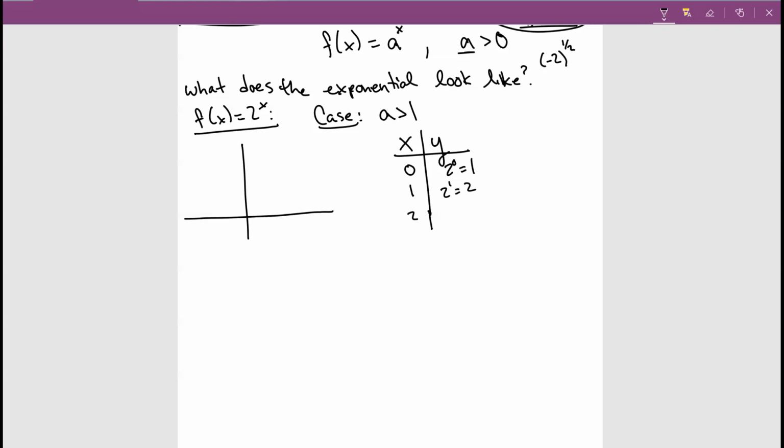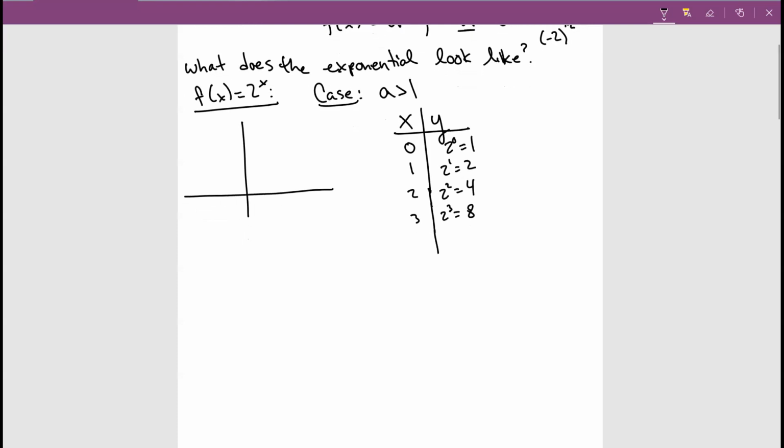What about if I get 2? Well, 2 squared is just going to give me 4. For 3, 2 to the third power is going to give me 8. Now, we should probably put some negative numbers in here. So what happens if I put in -1? Well, 2 to the -1 is just going to give me 1/2. And then -2. Well, 2 to the -2 is going to give me 1/2 squared, which gives me 1/4, and so on and so forth. And you can continue with this if you want.